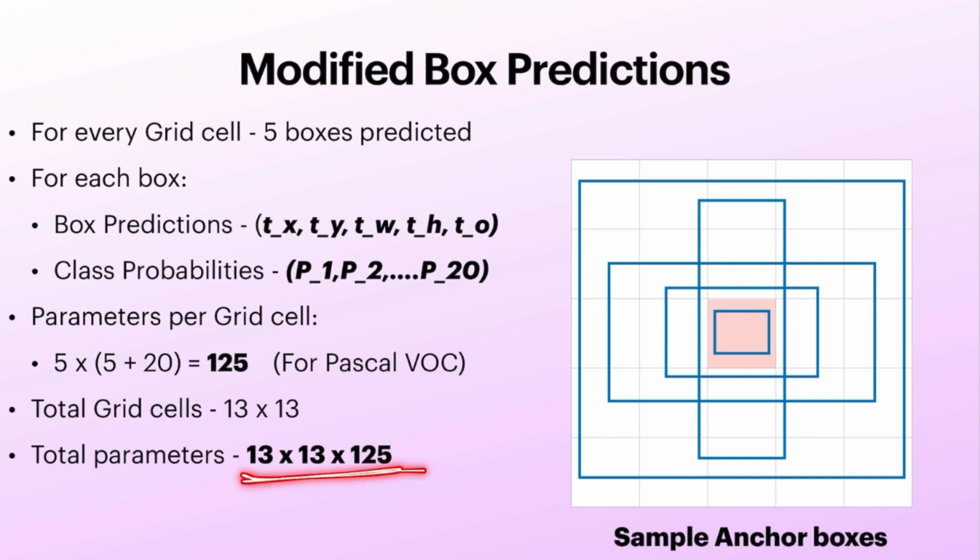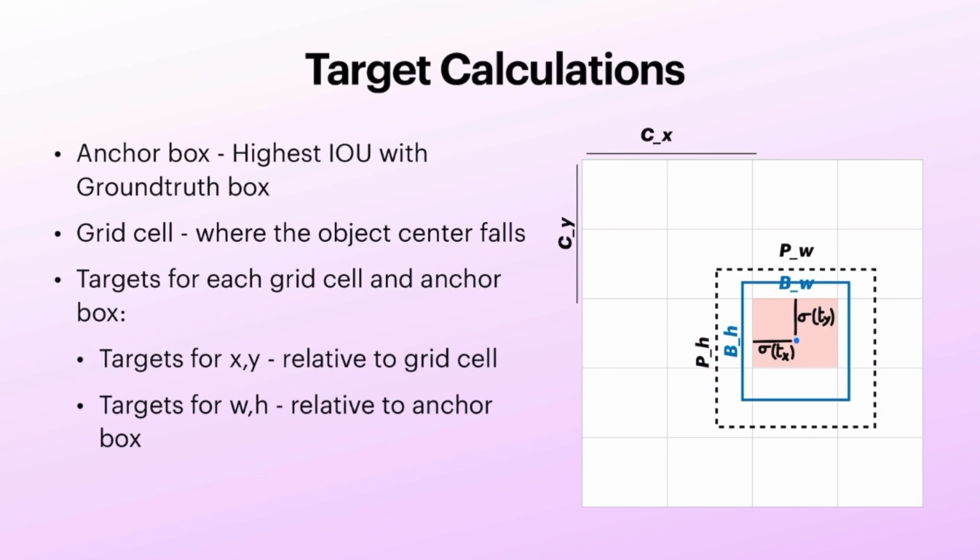Now we have seen the output predictions. Let us look at the targets. The target calculations are almost the same as YOLO-V1. The only difference is that in YOLO-V1 we calculate the target per grid cell, whereas here we calculate the targets for each box. A grid cell has many boxes here. So we still consider the anchor box with respect to the IOU with the ground truth, and the grid cell where the object center falls. That particular one is responsible for that prediction, the same way as in YOLO-V1. Now our targets need to be generated for every grid cell and, for each grid cell, for every anchor box.